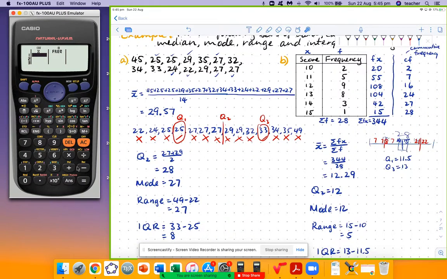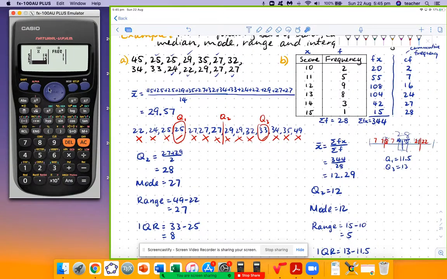So when you press equals, so if I put in 10 equals, then the cursor automatically goes to the next one. So the best way to put this data in is to go down the column and then click into the frequency and go down the column there. So we've got 10, 11, 12, 13, 14, and 15. So we've got 6 lines of our columns.